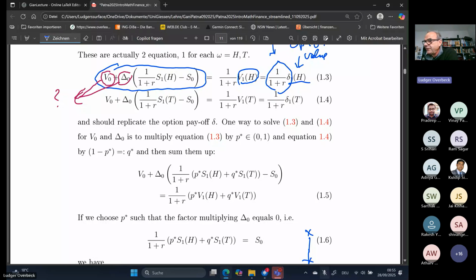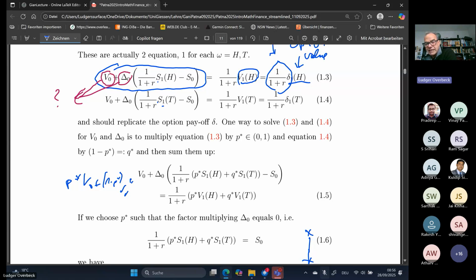Because on the left-hand side, we have P star V0 plus 1 minus P star V0. It's of course V0. This will be maintained because we want to know V0. And so on the left-hand side, P star comes from this one, Q star comes from this one. S0 is again summed up the same way.